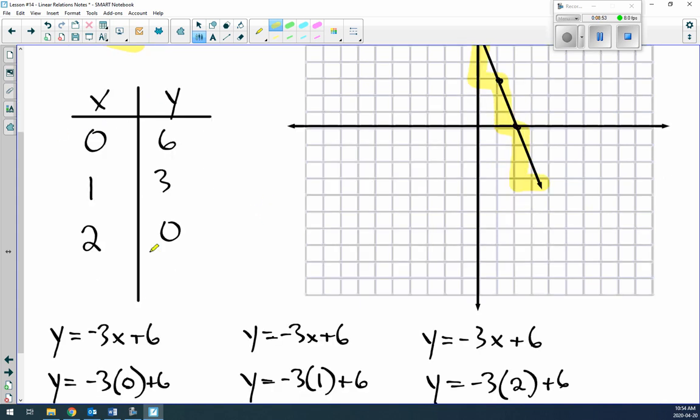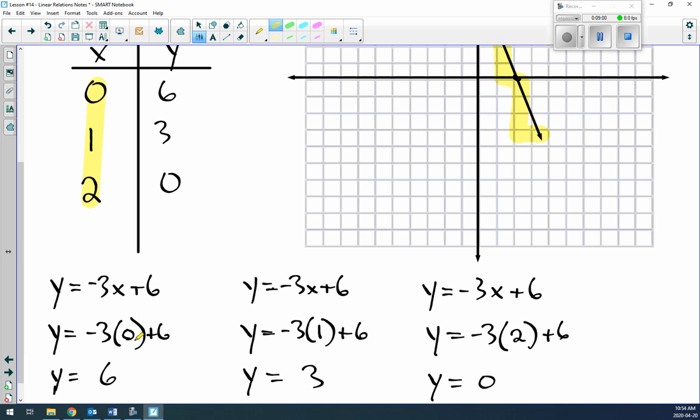So x and y, set up your t-chart, pick some values of x. In this case, we pick 0, 1, and 2. Doesn't matter what you pick, just pick nice numbers. Plug them in. We plug in 0, we end up with y equals 6. We plug in 1, we end up with y equals 3. We plug in 2, we end up with y equals 0.